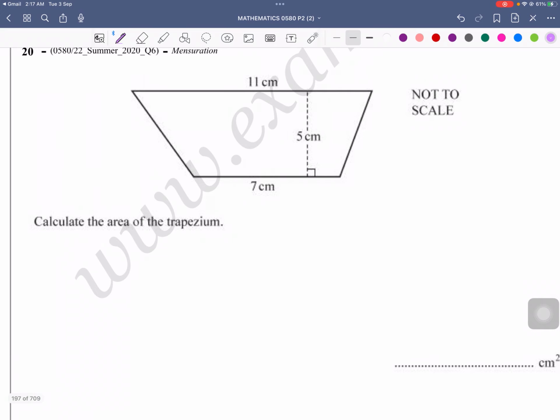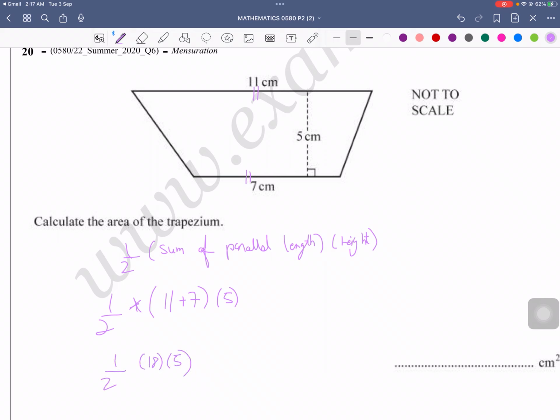The formula for area of trapezium is pretty straightforward and simple, right? The area for trapezium is half the sum of parallel lengths multiplied by the height, right? The perpendicular height. So these are the parallel lengths that are running in front of one another, right? So 11 plus 7 multiplied by 5, right? So this becomes 18, this is 5. So this is 45.